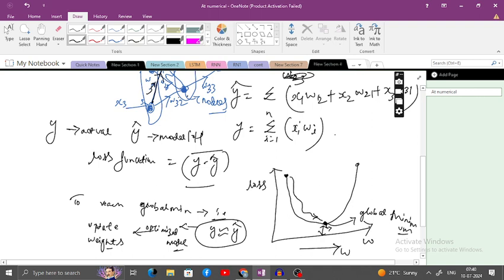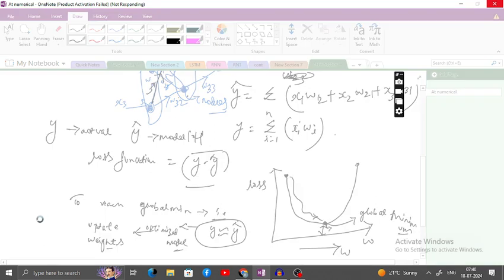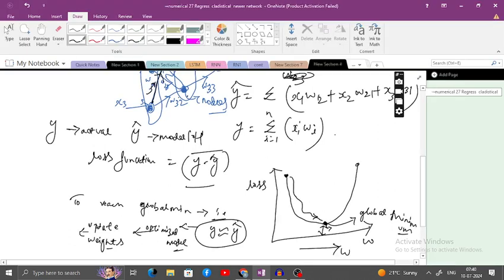How are the weights updated? Weights are updated by a methodology called differentiation. Any doubts? Chain rule. What is this? Differentiation, chain rule. So till now any doubts?